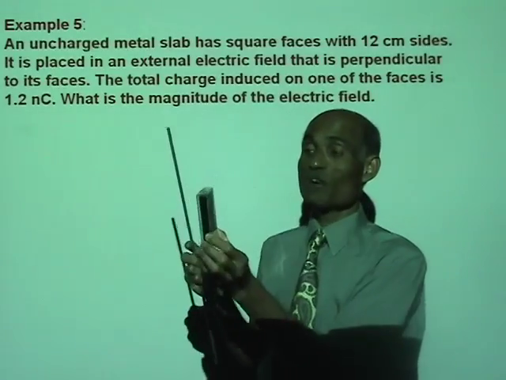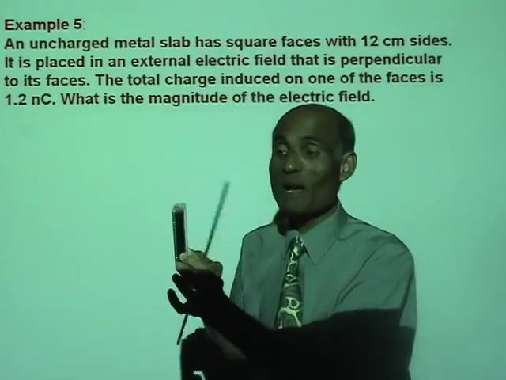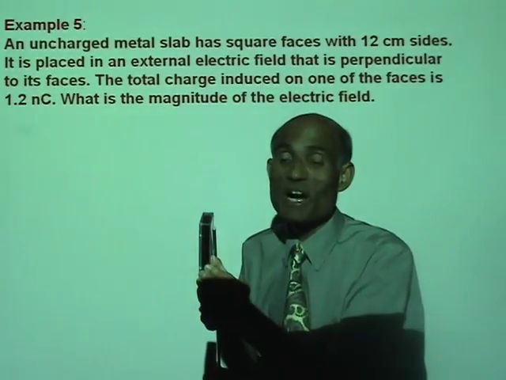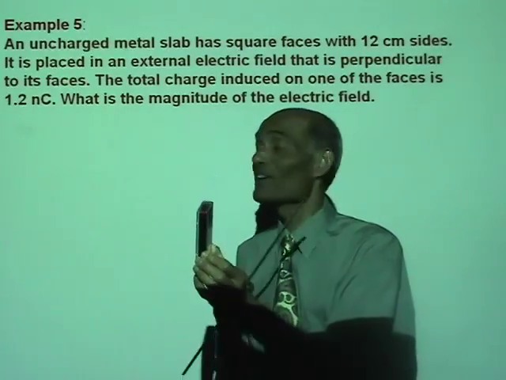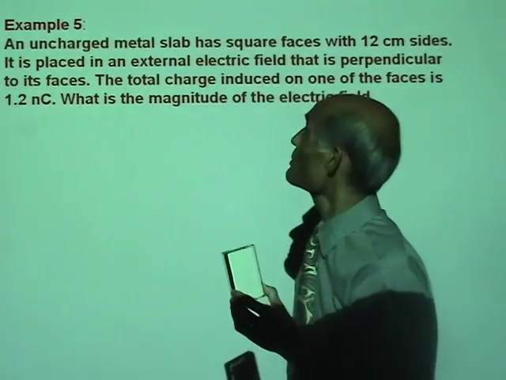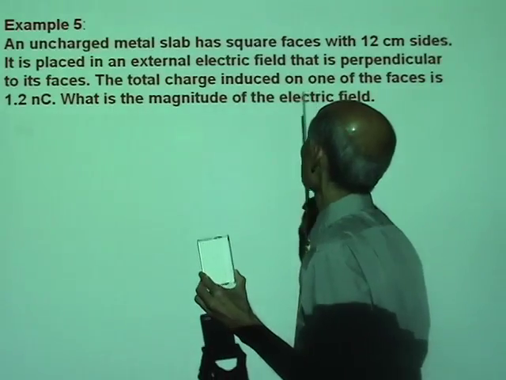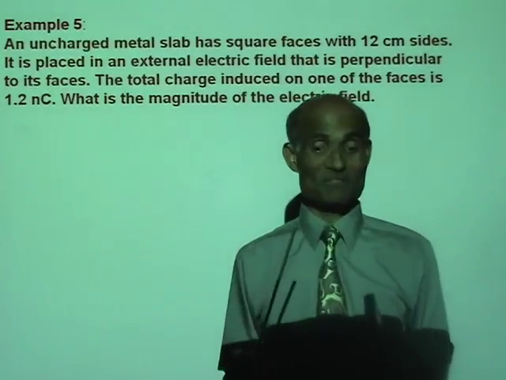So as a result of placing this slab inside the electric field, there is an induced charge on each face. You understand why the induced charge is there. And that induced charge is 1.2 nanocoulomb. And what do we want to find? What is the magnitude of the electric field?